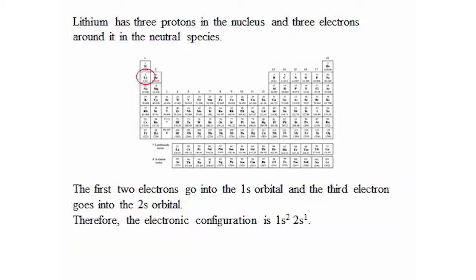Lithium has 3 protons in the nucleus and 3 electrons around it in the neutral atom. The first 2 electrons again go into the 1s orbital, one spin up and one spin down, and the third electron goes into the 2s orbital. Therefore, the electronic configuration is 1s squared 2s to the first.